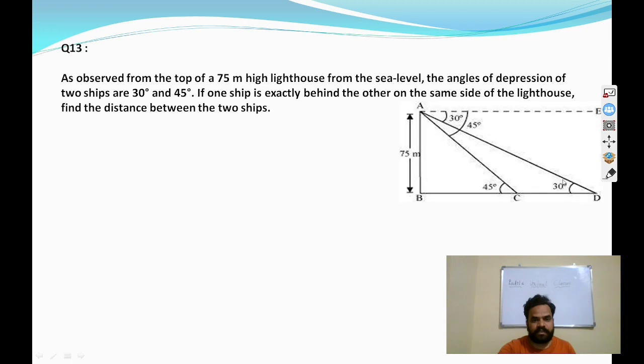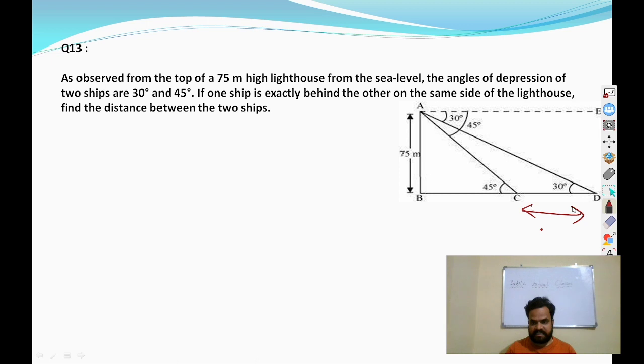Question number 13. Here we go. As observed from the top of a 75-meter height building, the given is a building of height 75 meter. I took AB as 75 meter, a lighthouse from sea level. The angle of depression to two ships is given, one ship at 30 degrees and one ship at 45 degrees. If one ship is exactly behind the other, here you can see this, both are exactly behind the other on the same side of the lighthouse. Find the distance between these two ships.